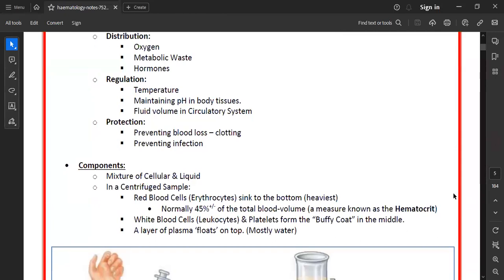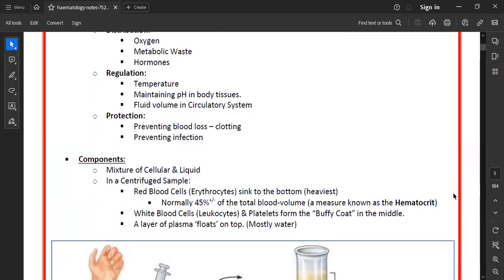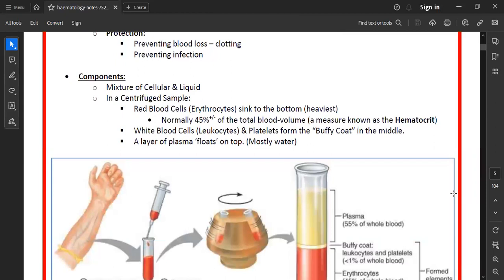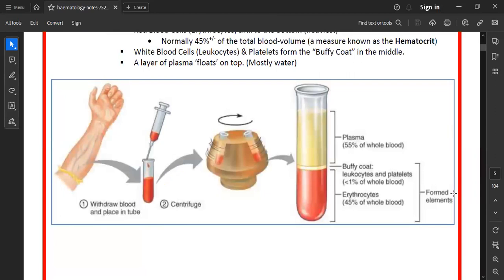So in the components of blood, we know that blood has mostly cellular components that are suspended in a liquid. So this is the process of extracting plasma. Plasma is the liquid content of blood. And then if you centrifuge blood, the solid components, which are the cells, of course, will be pulled to the bottom, so it enables separation.